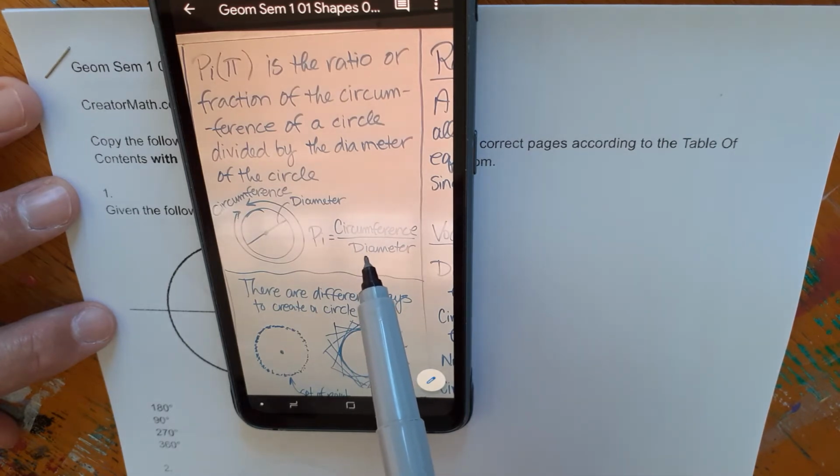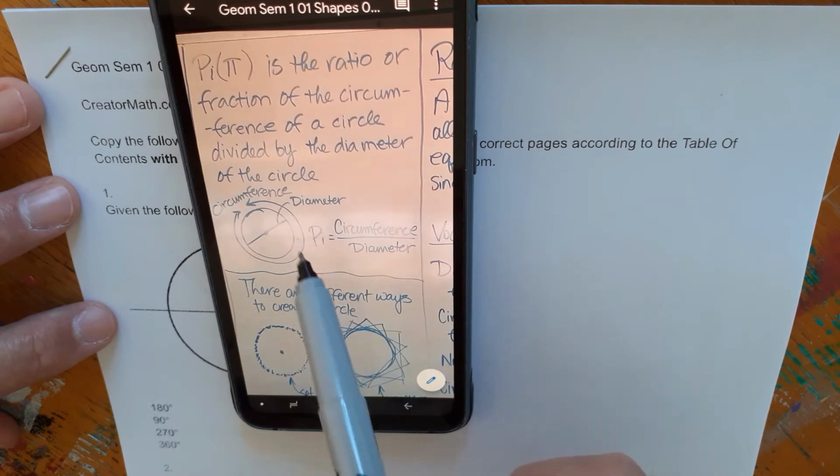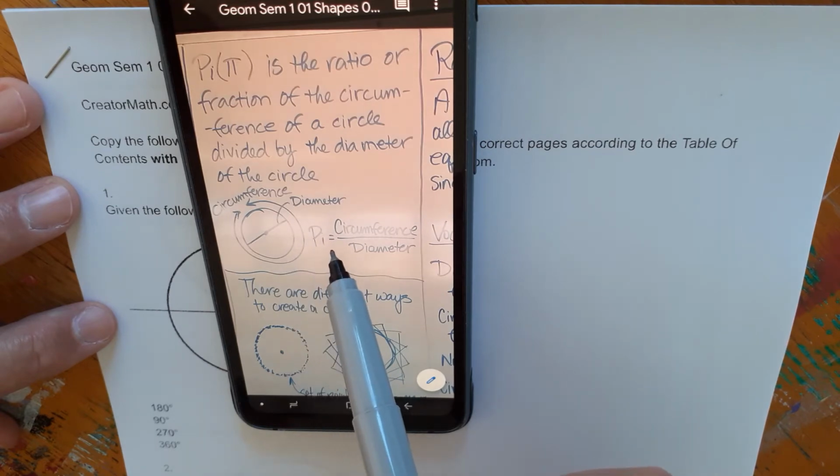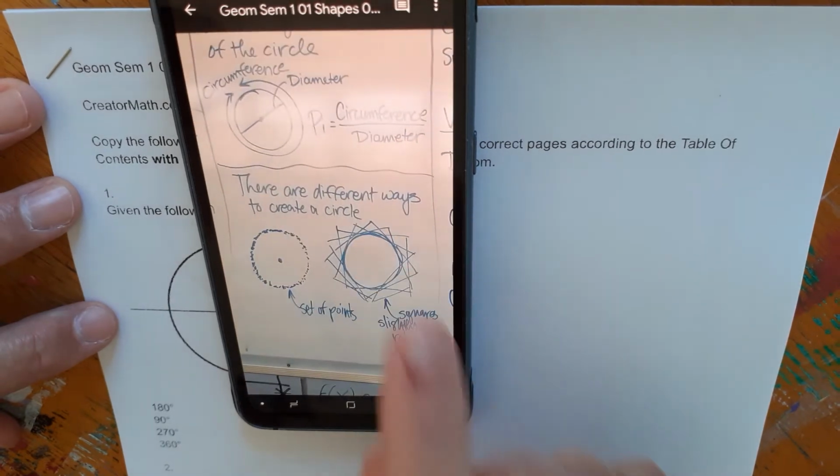It's actually 3.14159265, etc. And that continues forever. So as we get to high school, we start to use just pi. We don't even trade it out for 3.14 because 3.14 is not that accurate.